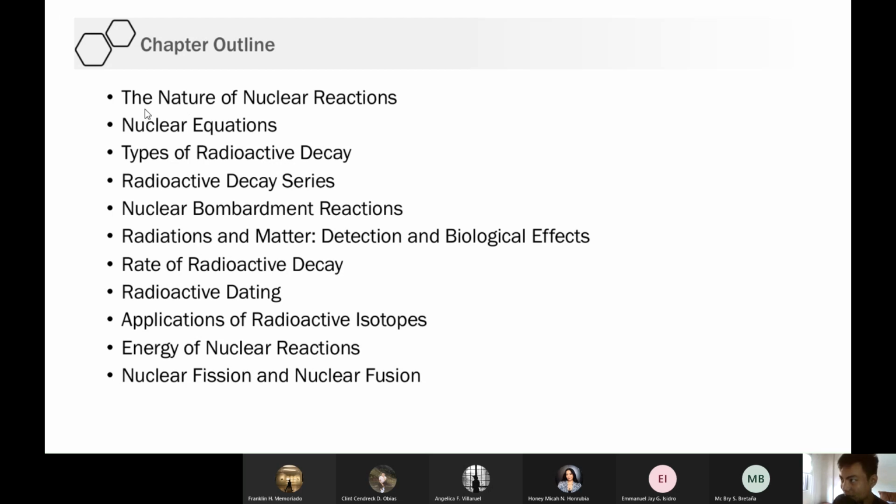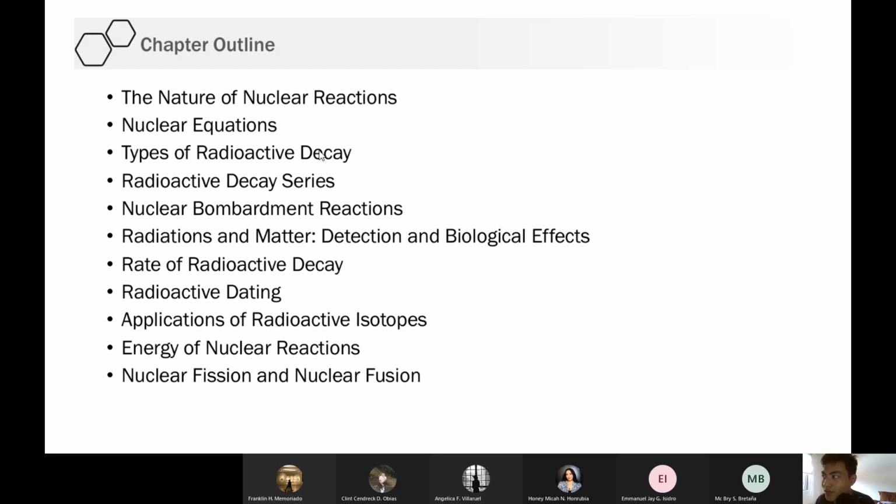Okay? So una, we will discuss what is the nature of nuclear reactions. Ano kaya yung difference niya with the usual chemical reaction? Magkaiba yun eh. Iba yung nuclear sa chemical reaction. Okay? So discuss natin yon. And how do nuclear equations look like, no? Medyo iba siya compared to chemical equations, no? Pero madali lang siya maunawaan, no? So mamaya discuss natin yan.